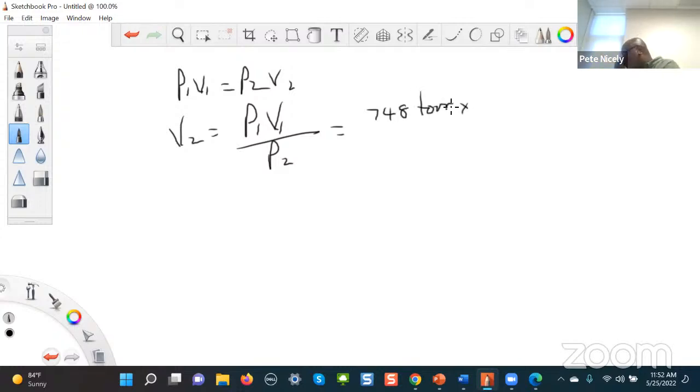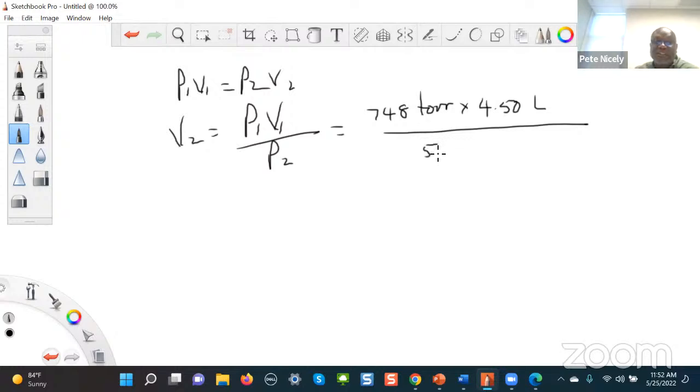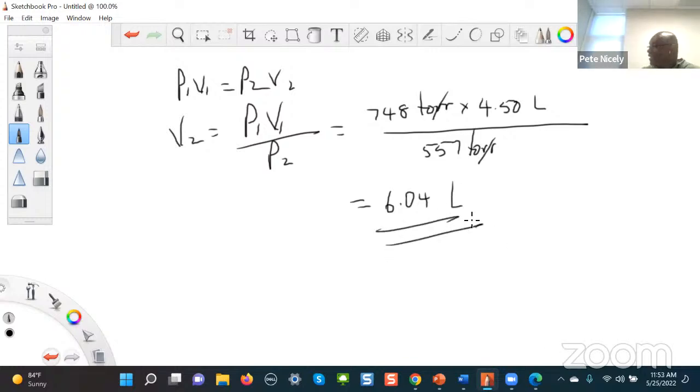The initial volume is 4.50 liters. And the final pressure, P2, is 557 torr. So let's see what the result will be. 748 times 4.5 divided by 557. And according to my calculations, this works out to be equal to 6.04 liters. And of course, the torr units will cancel out. So that would be the final answer. All right. So that's a relatively simple application of Boyle's law.